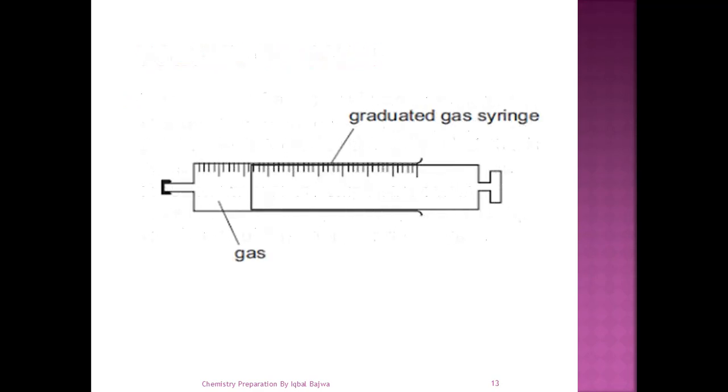So this is a typical gas syringe. You can see the graduations, the markings, mentioned on the gas syringe, with the help of which you can take the volume of gases.